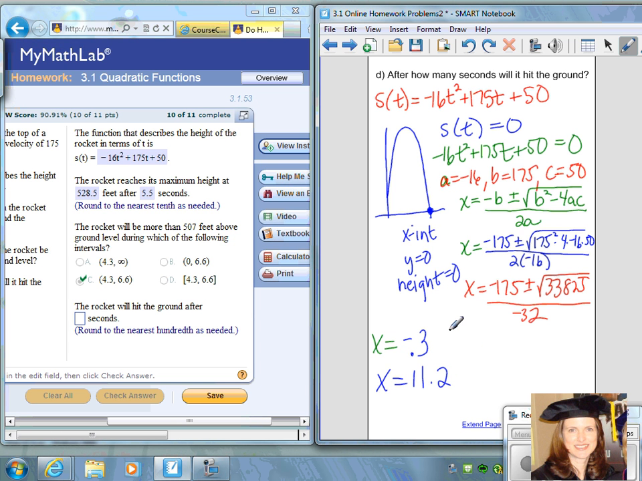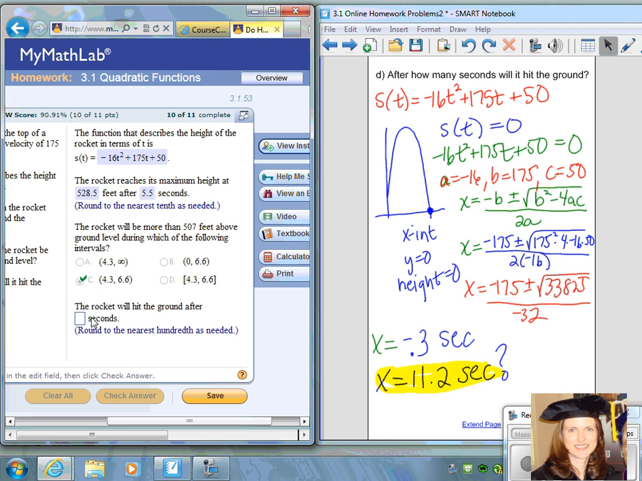So even though the quadratic formula gives us two answers here, think about this in terms of what makes sense. Does the rocket hit the ground at negative 0.3 seconds, or does the rocket hit the ground at 11.2 seconds? Okay, well, it would make sense that the rocket would hit the ground after 11.2 seconds rather than a negative. It doesn't even make sense.